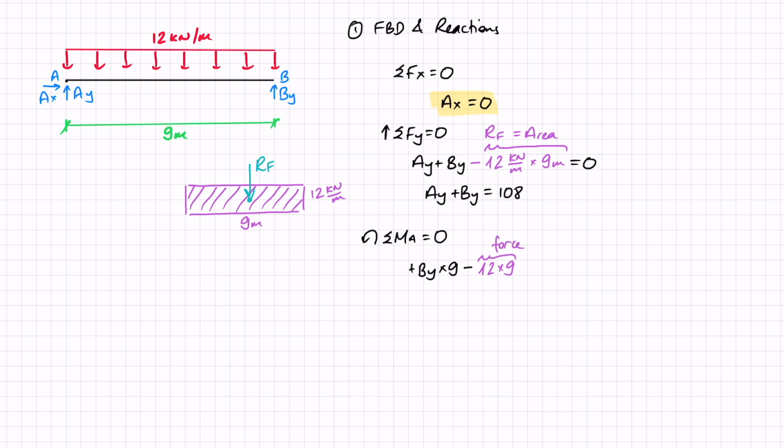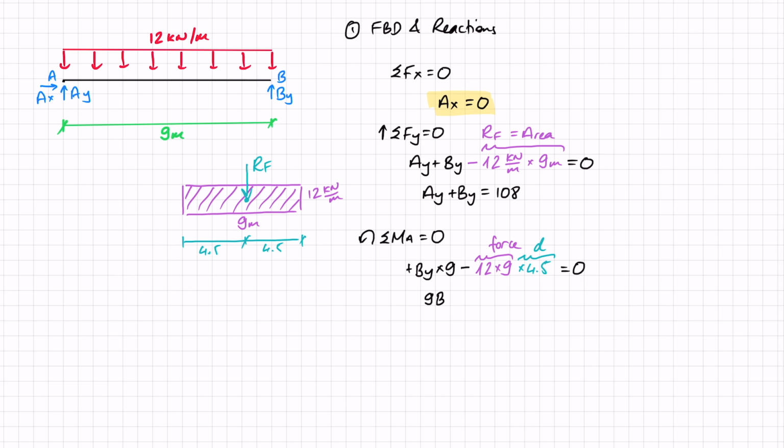And then the distance here is going to be in the middle, so it's going to be 4.5 meters from each side. So in this case, times 4.5 meters, and that is the distance. And that all equals 0. Worth just checking units. So the force we already said, the 12 kilonewtons per meter times meters gives me kilonewtons, and the distance gives me meters. So kilonewton meters, exactly the units I'm expecting to get for a moment.